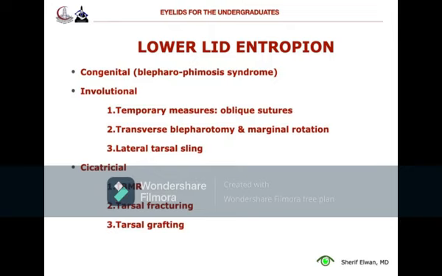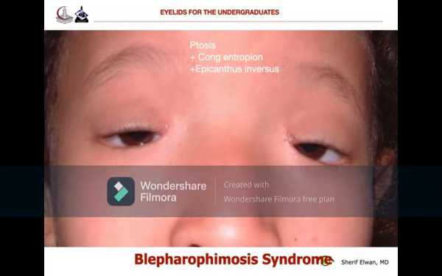We treat the involutional type by oblique sutures, which is a temporary measure, or by transverse blepharotomy and margin rotation, just like the technique of the upper lid, or bilateral tarsal sling, and you are going to see photos later on. The cicatricial type of lower lid entropion is again treated by tarsal fracturing or grafting and transverse blepharotomy and marginal rotation. Now we come to blepharophimosis syndrome.